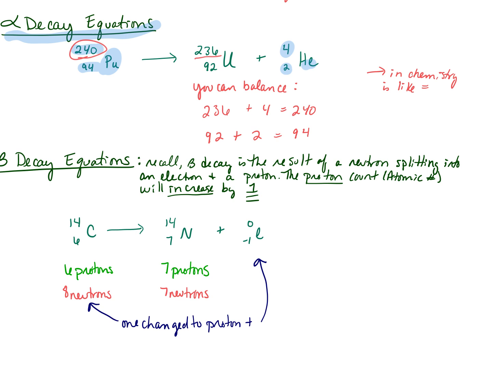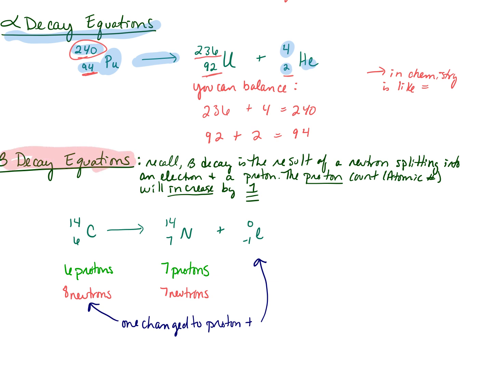And again, on the bottom, it's the same thing. So we have 94 down here. We know that we have 2 down here. So that means that this would have to be 92 because 92 plus 2 equals 94, okay? And remember, whenever you see in chemistry this little arrow here, that kind of means, hey, the two sides are equal, right? So beta decay equations.